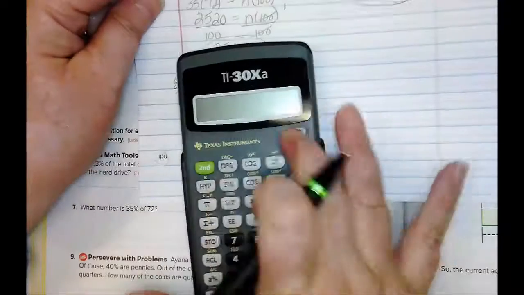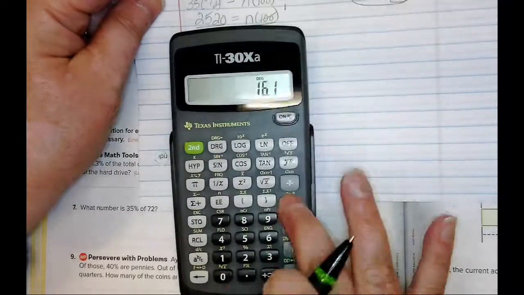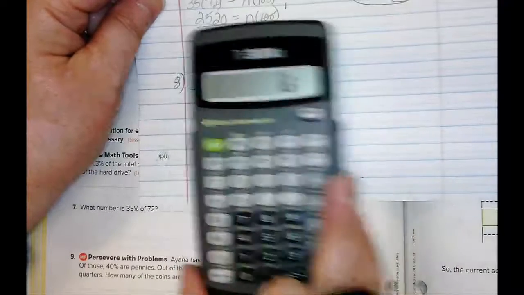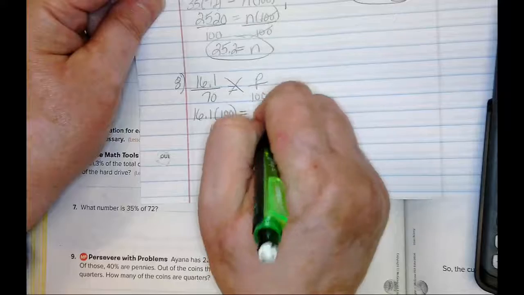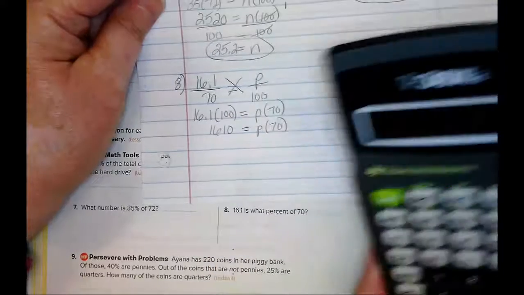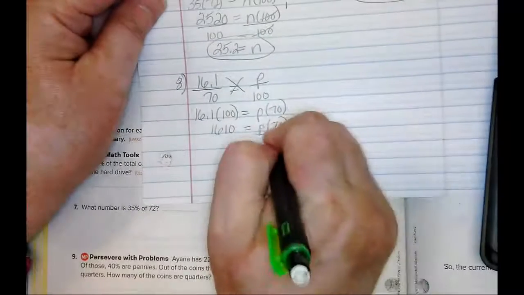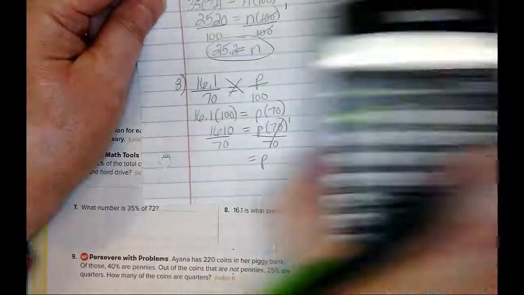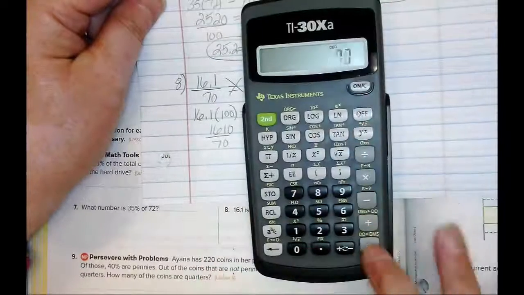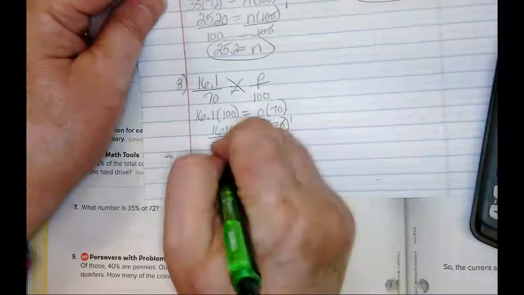So 16.1 times 100 is 1,610, which is equal to some number times 70. So then I divide by 70. So my percent is 23. So 23%.